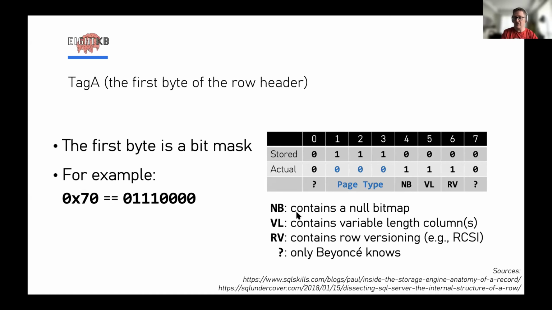NB is my abbreviation. That's not the actual abbreviation, but it tells me that in the 4th position here, 0, 1, 2, 3, 4, NB means that there's a null bitmap. If that value was set to 0, we wouldn't have looked for one. The same goes for number 5. If variable length columns was set to 0, I wouldn't have looked for one. If the row did not contain versioning, then there wouldn't have been that 14 byte section at the end of the row. That's how the first byte works in a row header.